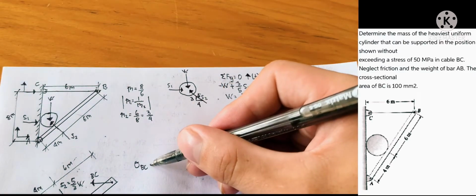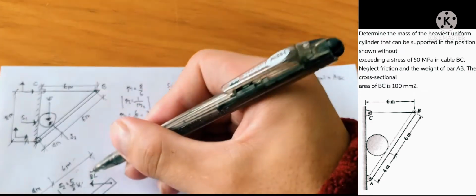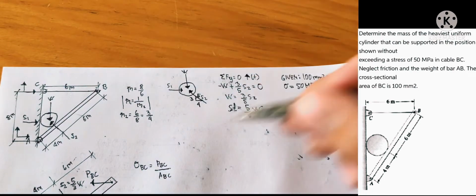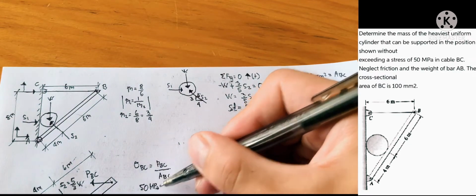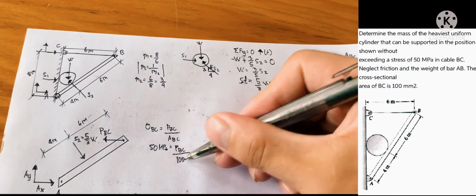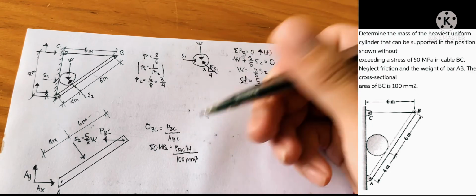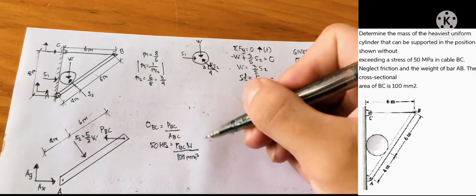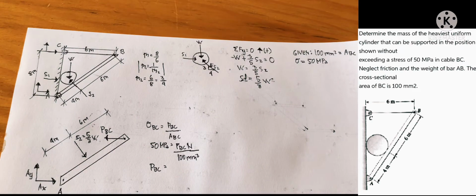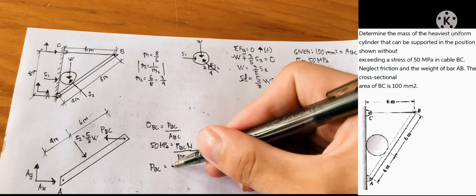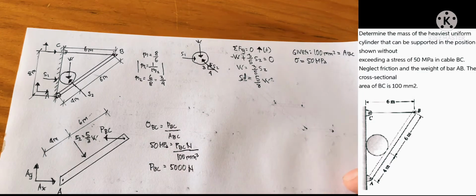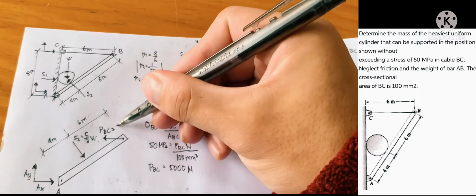So let's write down for cable BC, the unit strength is equal to load of BC over area of the cross section of the cable. So we would have 50 megapascals, and this is BC, area which is 100 millimeters squared, newtons per millimeter. Our unit cancels out, so our value should be 5,000 newtons. I was double checking newtons.